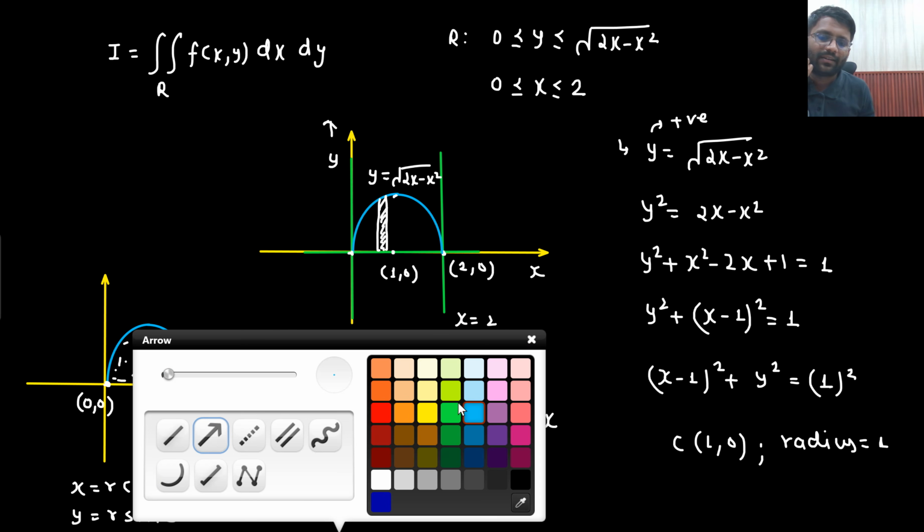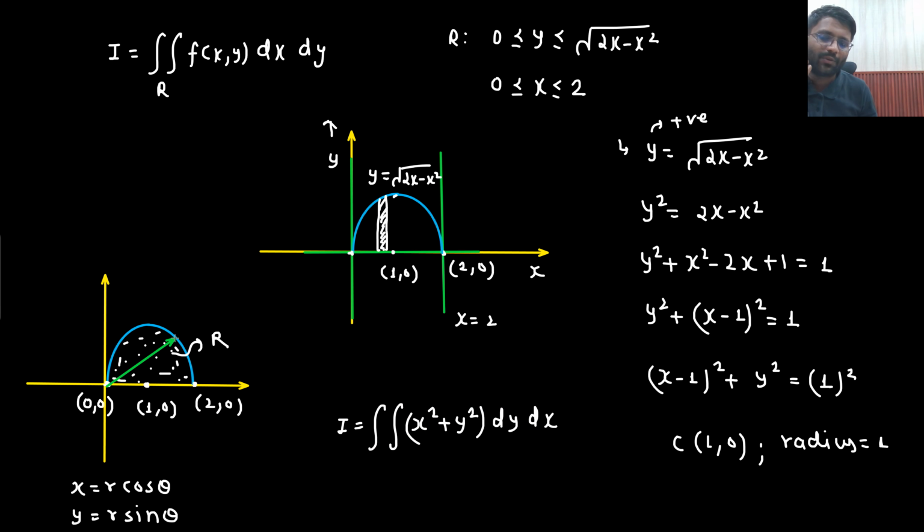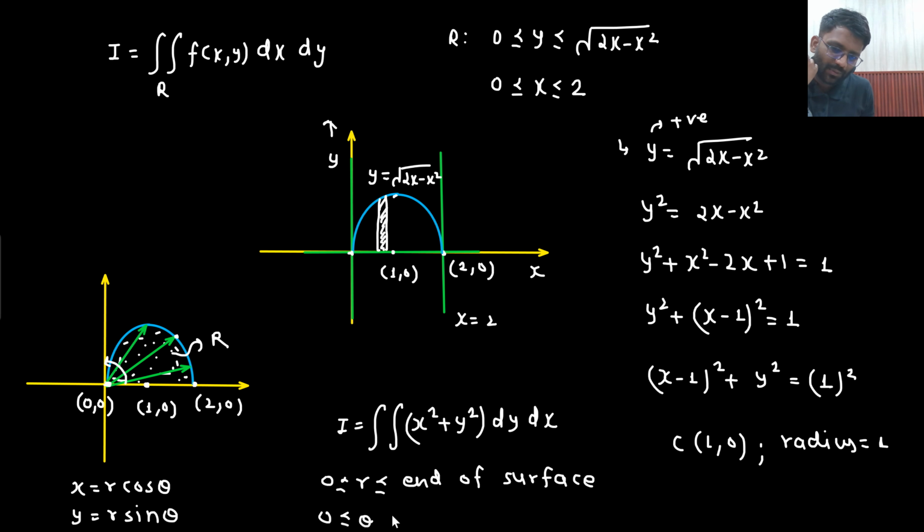r is the radial distance from the origin. So r is going from 0 till the end of the circle, and theta is going from 0 to pi by 2 only. Sir, r is going from 0 to the end of the surface, and theta is going from 0 to pi by 2.